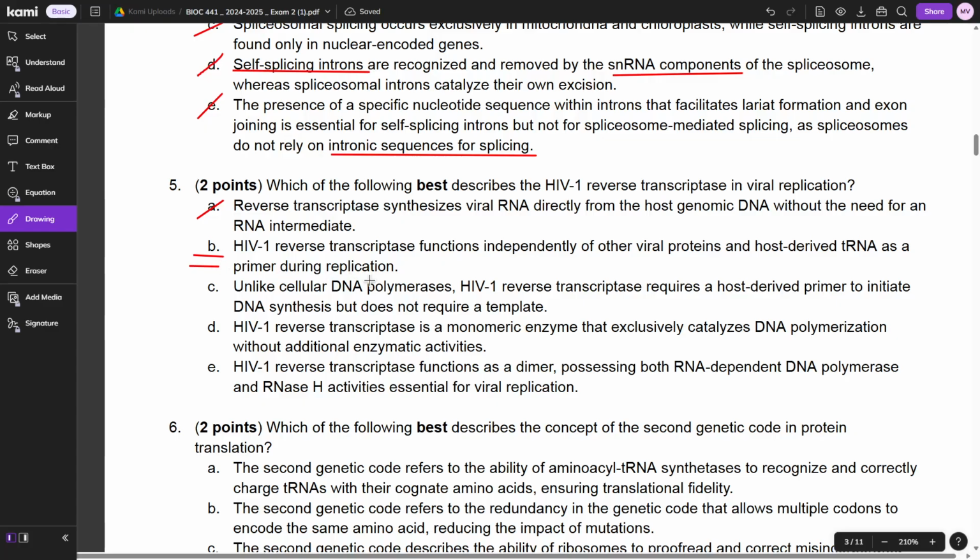Unlike cellular DNA polymerase, it requires a host-derived primer to initiate DNA synthesis, but does not require a template. This is for sure wrong.